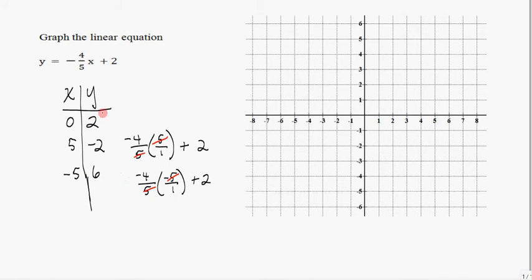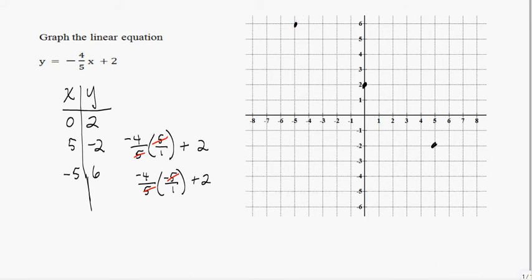Now, MyMathLab only will want 2 of these 3, and you can give it any 2 you want. Before going over there, though, let's just make sure these are all lined up. And to do this, you really need some graph paper. So the first point was 0, 2, and then 5, negative 2, and negative 5, 6 was way up here.